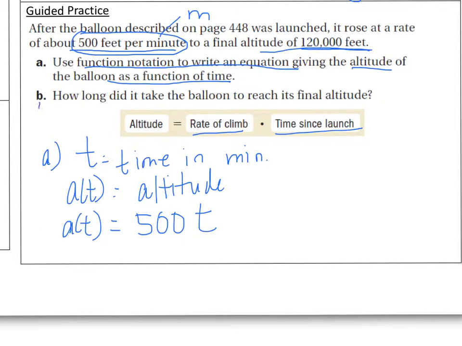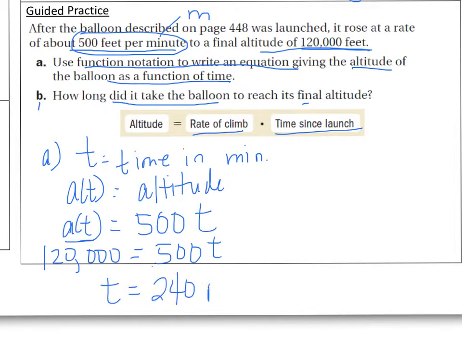So in part B, it asks you how long did it take the balloon to reach its final altitude. So we can substitute A of t for 120,000 feet. And after we do the math, divide both sides by 500, we should get 240 minutes, or about 4 hours.